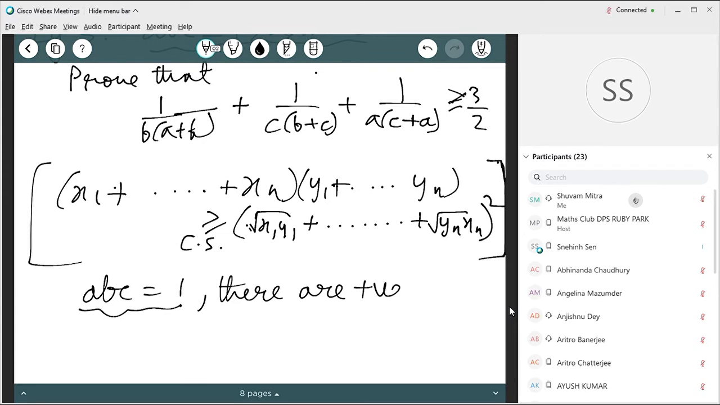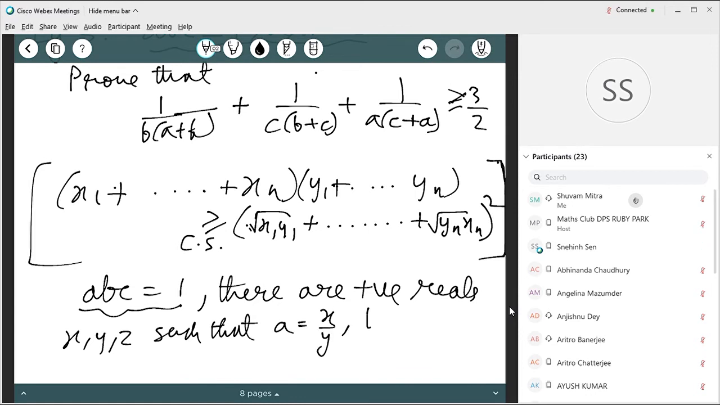positive reals x, y, z such that a equal to x by y, b equal to y by z, and c equal to z by x. So we have actually used the information that ABC equal to 1 over here. Is this substitution clear? Like why I'm doing this? We don't need any restriction on x, y, z other than they are positive reals.